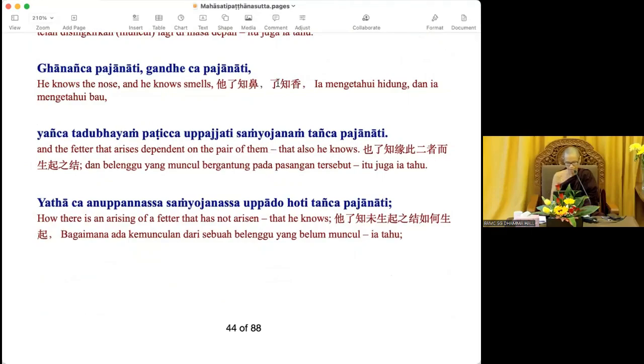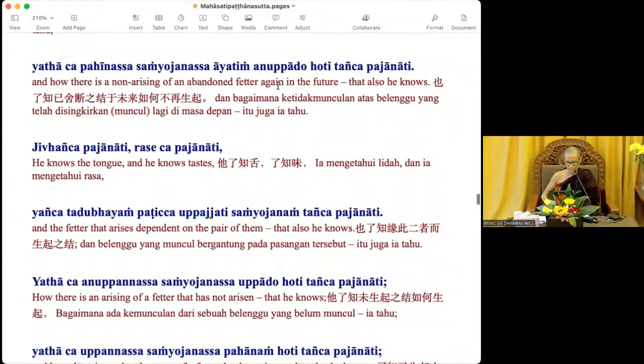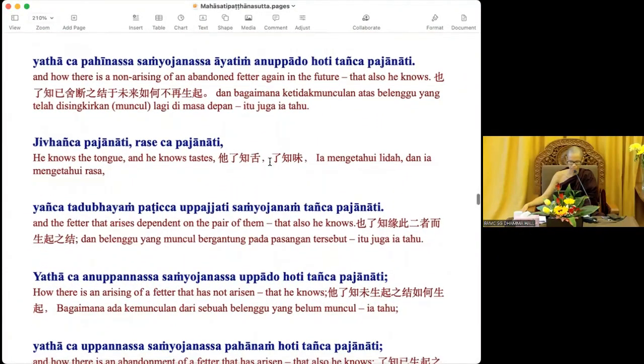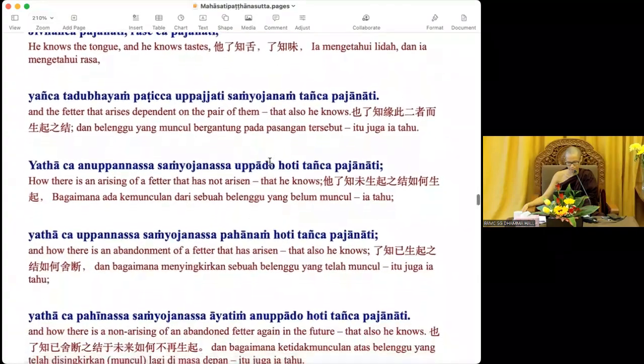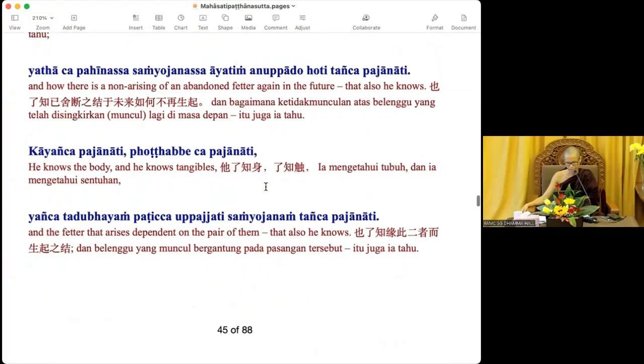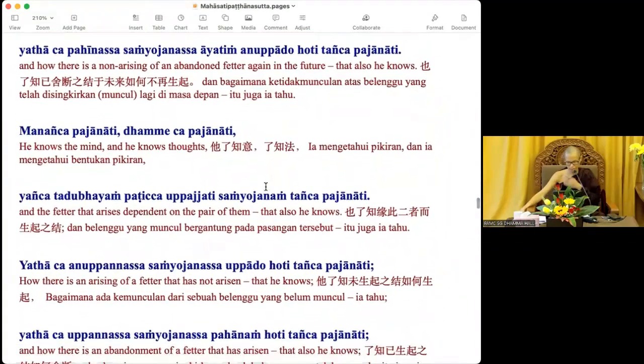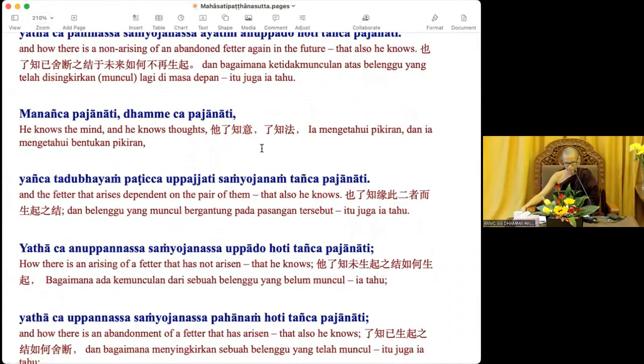Jivhan pajanati, rase pajanati. It is about the eating, tasting. Kayan pajanati, photthabbe pajanati. It is about the touching. Manan pajanati, dhamme pajanati. It is about the mind, about the thinking, generally about the thinking.